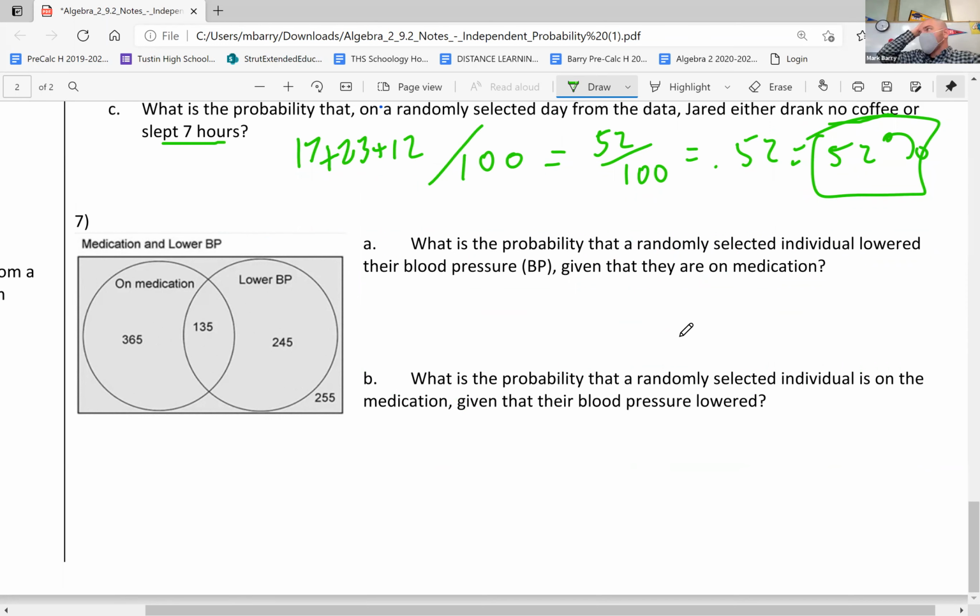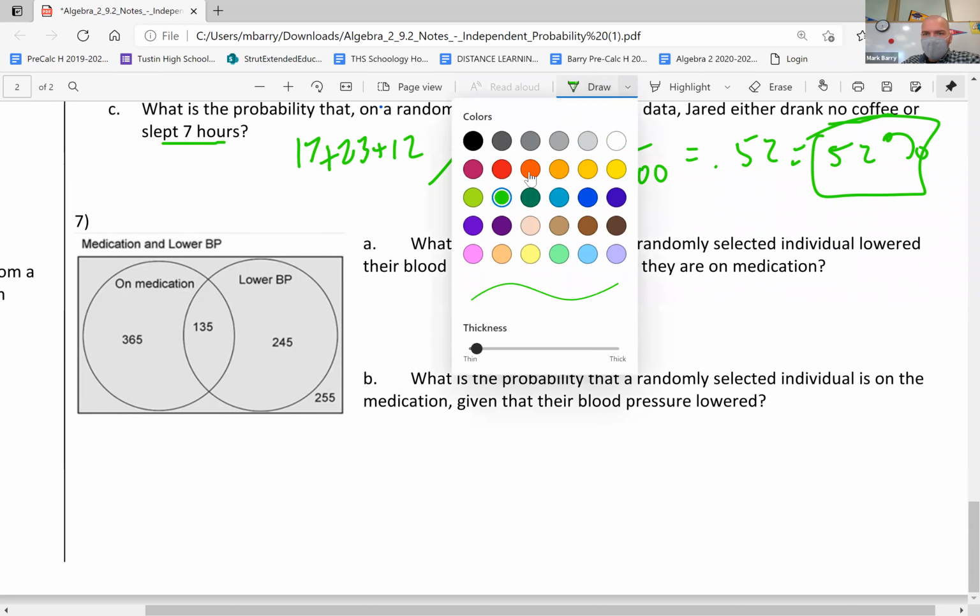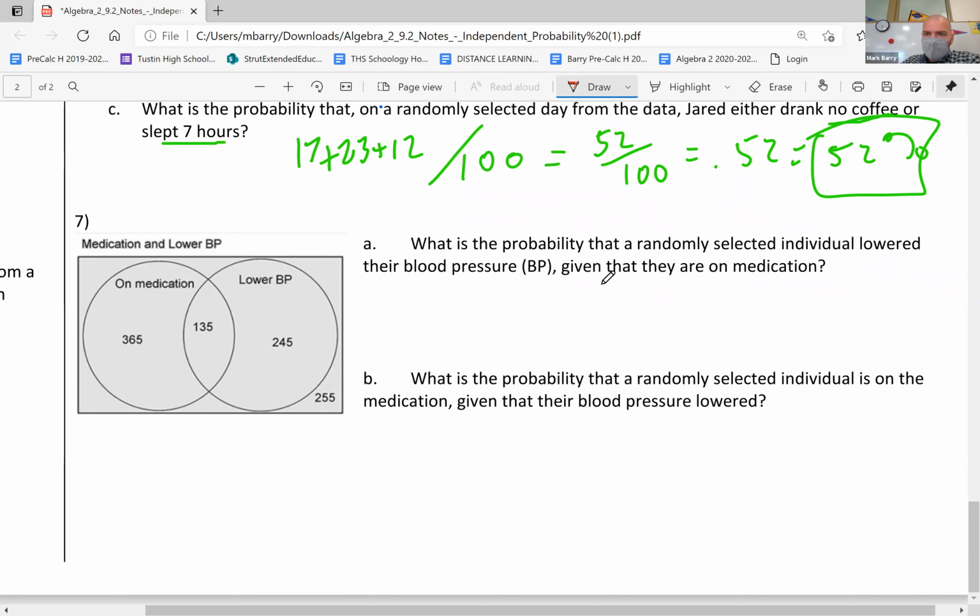Okay, this goes back to the Venn diagram we did earlier, but we're going to answer some different questions on it. We talked about how they gave this medication to half the people, and some of them lowered their blood pressure, and some of those who didn't get the medication lowered their blood pressure. It says, what is the probability that a randomly selected individual lowered their blood pressure given that they are on the medication? So we see that phrase "given" again. We didn't see this before on the Venn diagram, we only saw it on the table, but we can still do it here.